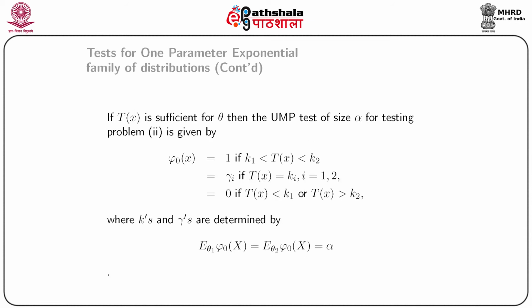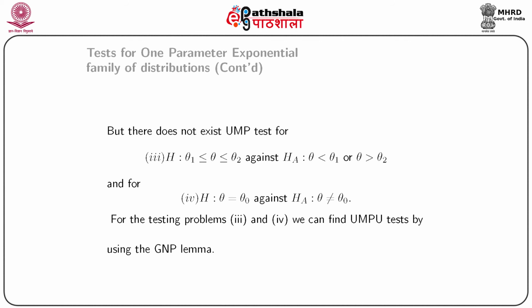If T(X) is sufficient for θ, then the UMP test of size α for testing problem 2 is given by ψ0(x) = 1 if k1 < T(x) < k2, = γi if T(x) = ki, i = 1, 2, and = 0 if T(x) < k1 or T(x) > k2, where the ki's and γi's are determined by the expectation under θ1 of ψ(X) being equal to the expectation under θ2 of ψ(X), equal to α.